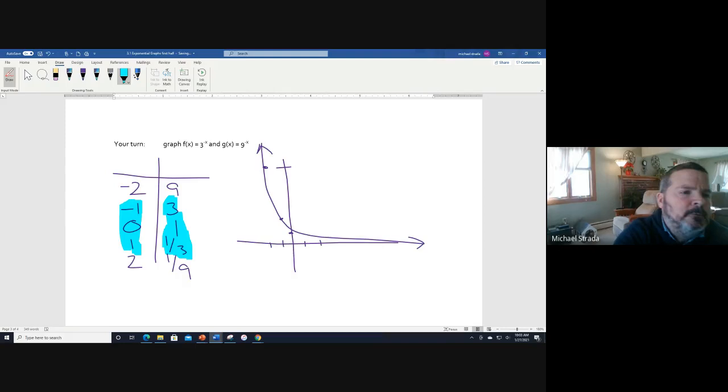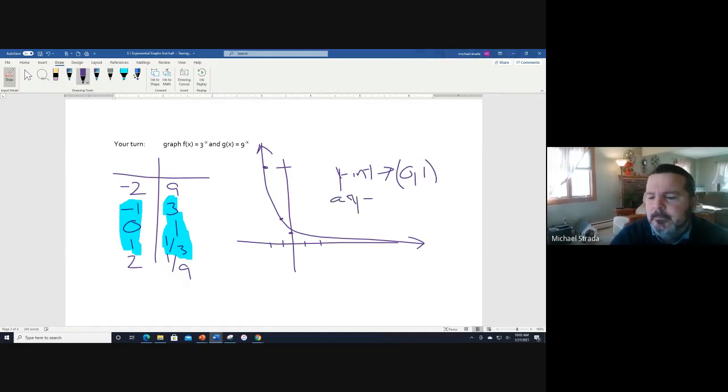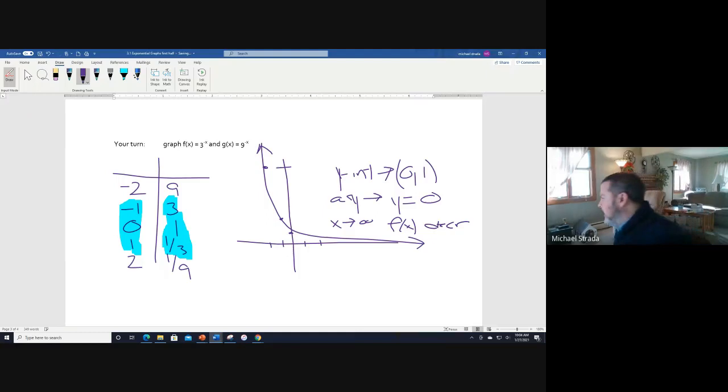All right. Y-intercept: 0, 1. All right. Asymptote: y equals 0 because we haven't introduced shifts yet. All right. And then as x approaches infinity, f of x decreases because it's going down.